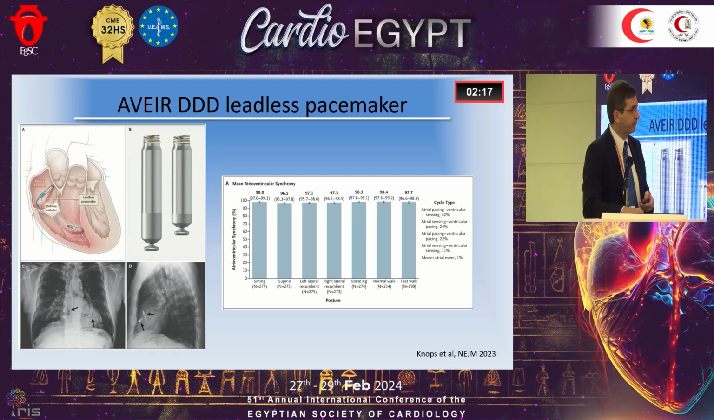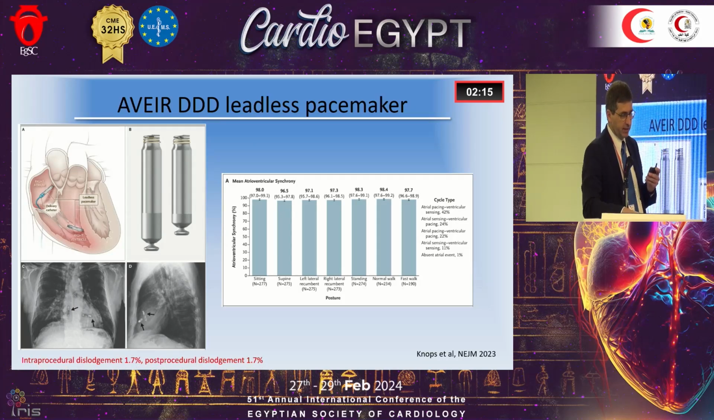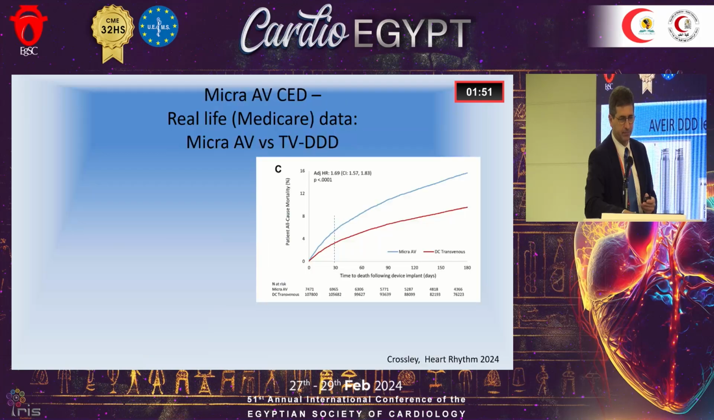There are two problems. The major problem for me is the dislodgement rate, which is intraprocedural. Dislodgement rate is 1.7%, which can still be managed. It's the lesser headache. The bigger headache is the post-procedural dislodgement. If we finish the procedure, in a couple of days the device flies away somewhere. So this makes the decision very difficult.